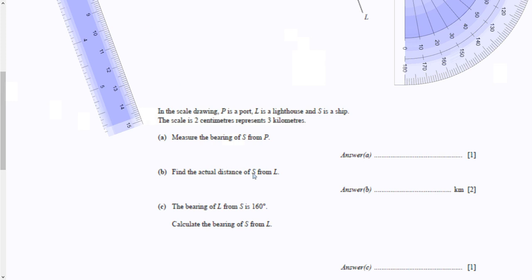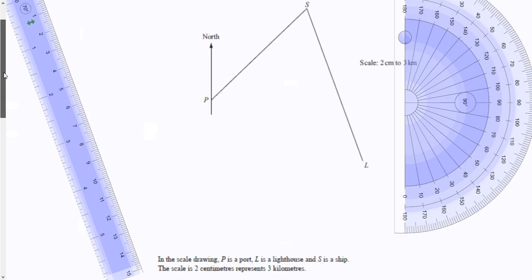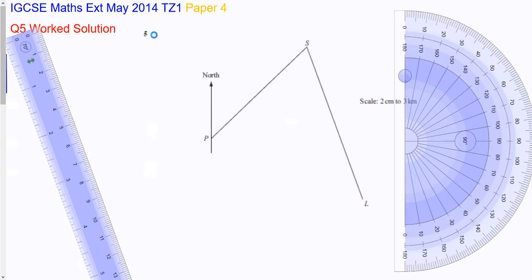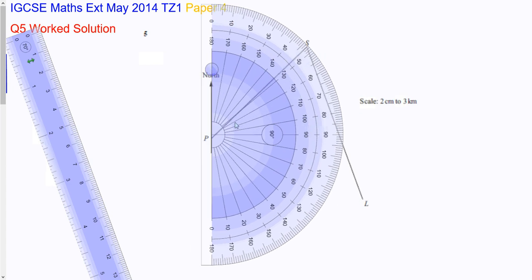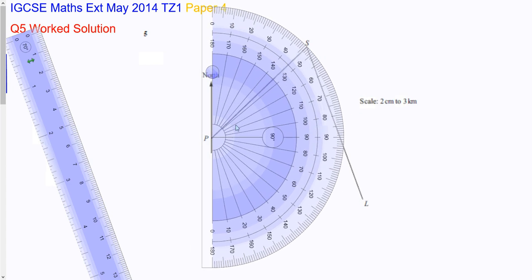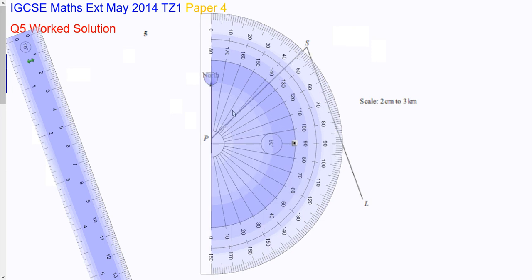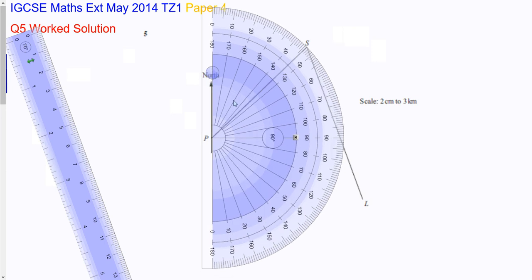Now the language here is really important. It's the "from" part that we're looking at here. So we're looking at the bearing of S from P. That "from P" part means that we're going to be measuring from P. So we're going to take our protractor. Now we're going to be measuring in relation to north.